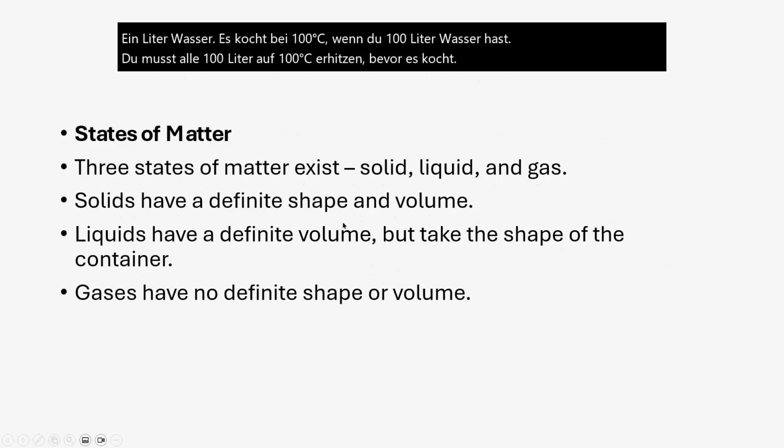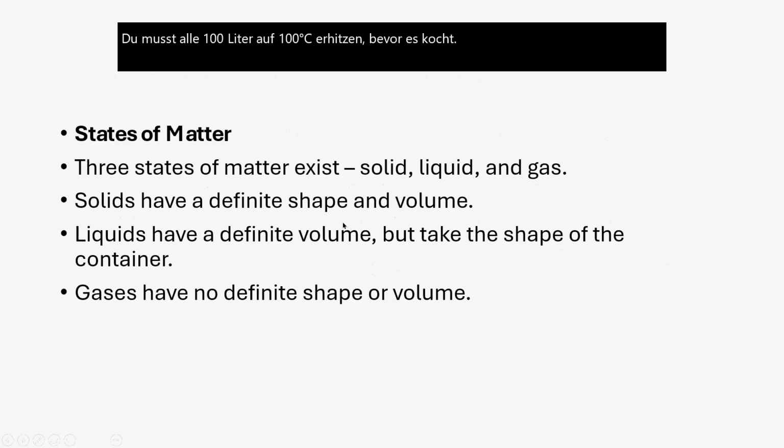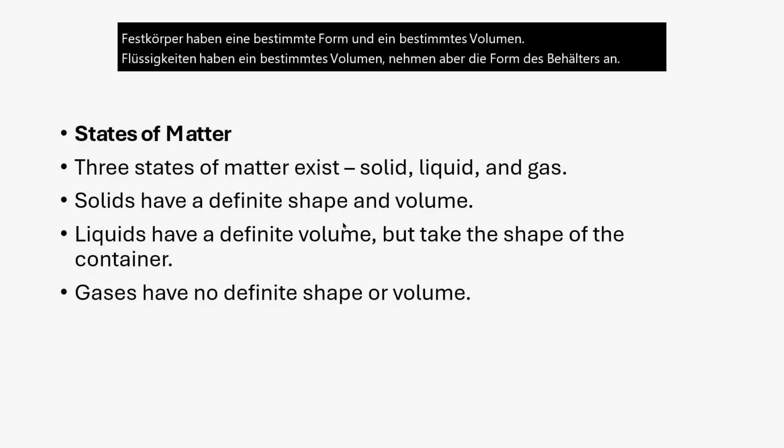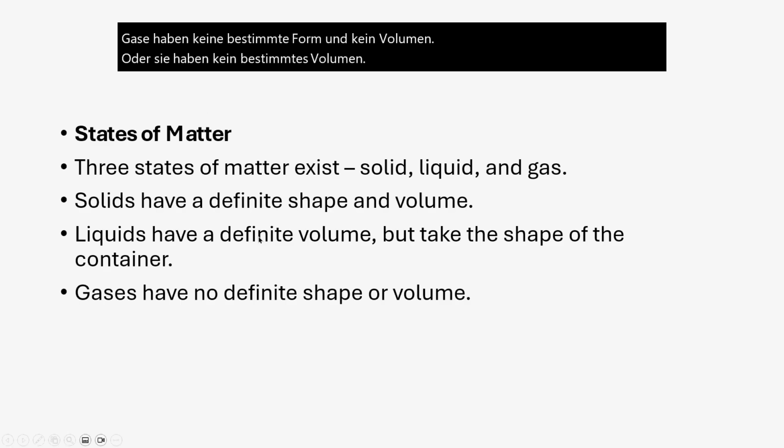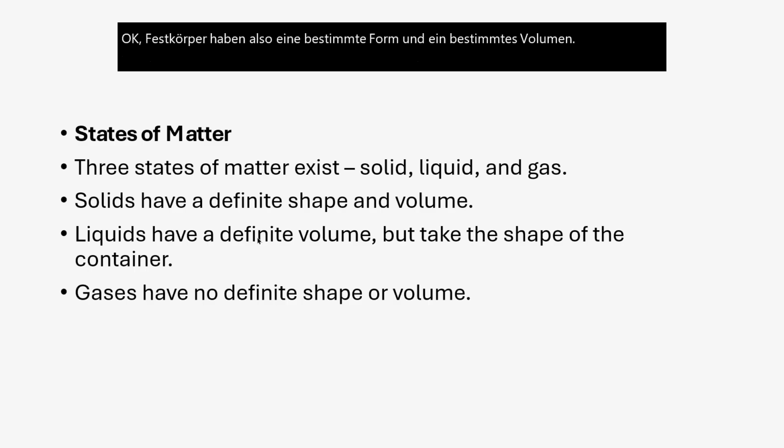States of matter are solid, liquid, and gas. Solids have a definite shape and definite volume. Liquids have a definite volume but take the shape of the container. Gases have no definite shape and no definite volume. So solids have a definite shape and definite volume. Liquids have a definite volume but a variable shape. Gases have a variable shape and a variable volume.